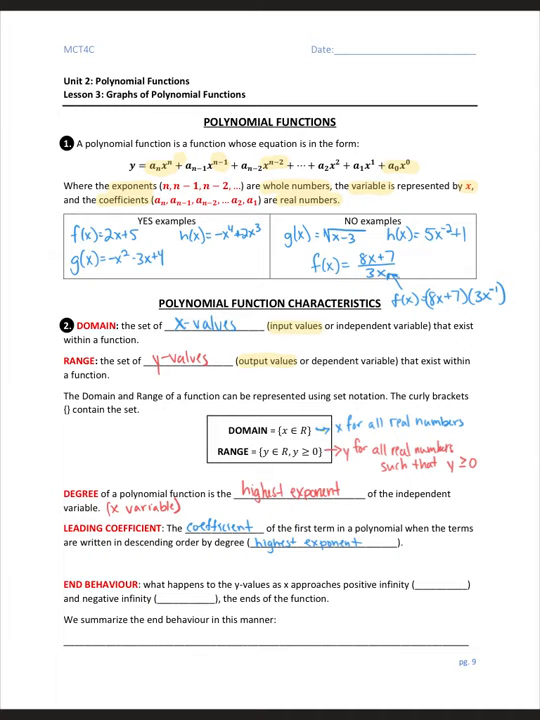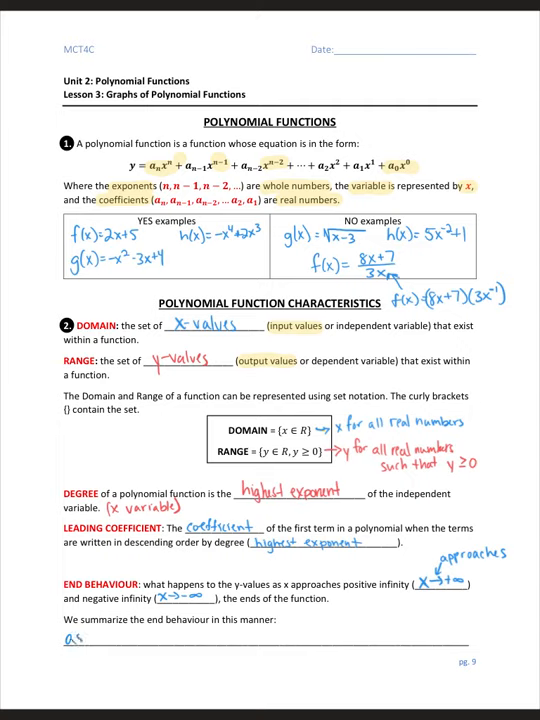Okay, our end behavior. Our end behavior is what happens to the y value as x approaches positive infinity. How we write this mathematically is we say x, and then we draw an arrow pointing to the right, which means approaches, and then we write our positive sign and our infinity sign, which is a sideways 8. So this arrow means approaches. And as x approaches negative infinity, we'd say x approaches, and then negative infinity. So we summarize the end behavior in this manner.